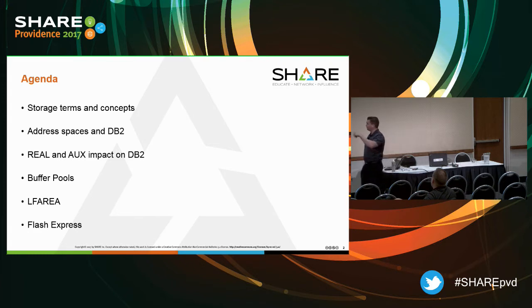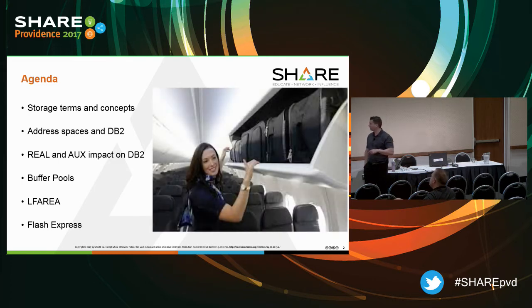So quick agenda: go through storage terms and concepts, then really get into what you care about from the DB2 side relative to the z/OS side, how real and auxiliary storage affects us, and what to do to fix it, hopefully. I've got to have pictures in here.